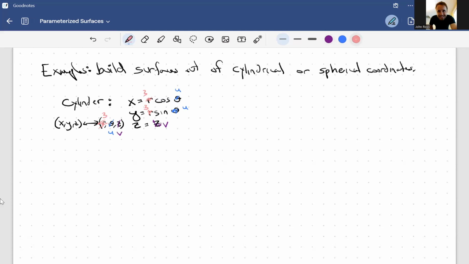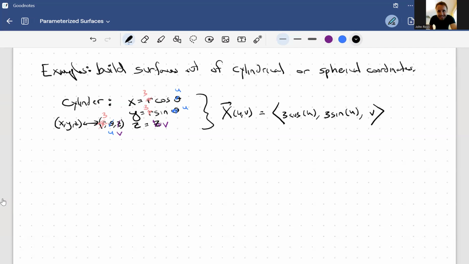And so taken together, this is going to give us a parameterized surface, call it capital X of u v, equals, and then for our x coordinate, we've got 3 cosine of u. For our y coordinate, we've got 3 sine of u. And for our z coordinate, we've just got v.